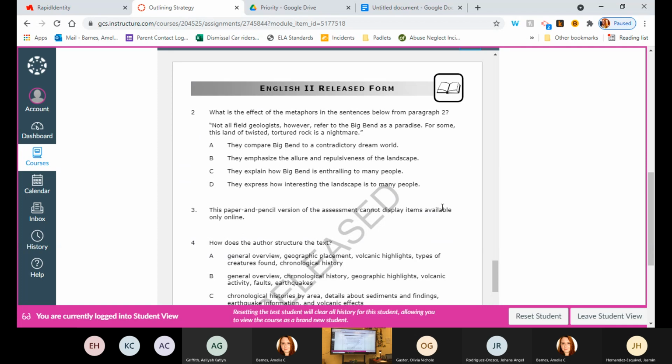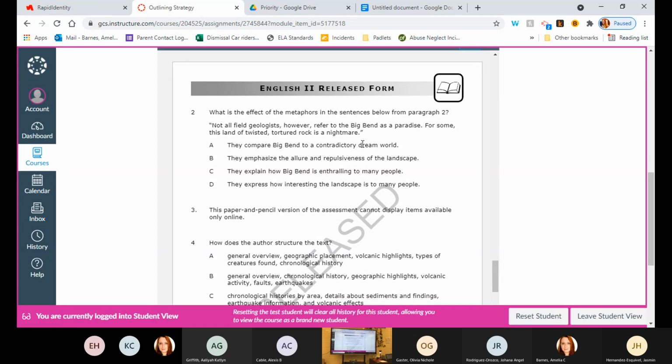A. Say again. A, you're saying A is the answer, or A is what we should eliminate? What we should eliminate. We should eliminate it? Why? Because in the quote it says it's a twisted, tortured rock is a nightmare. And A says a contradictory dream world.